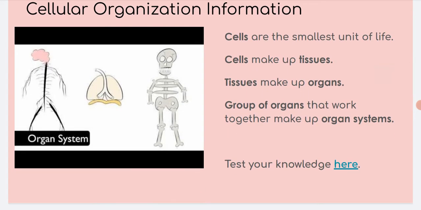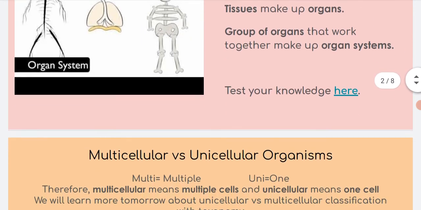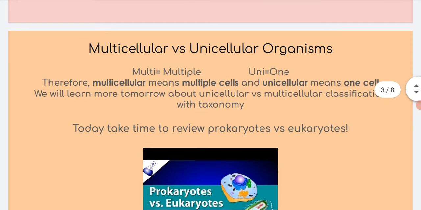Cellular organization information. Cells are the smallest unit of life. Cells make up tissues. Tissues make up organs, and groups of organs that work together make up organ systems. And as I read through this, when you go through it, you should probably watch the videos that are included here. There'll be a lot of help and give you some extra information.